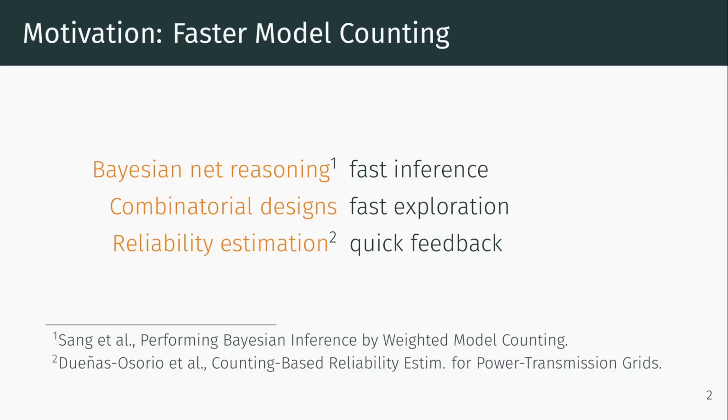But why is accelerating model counting even interesting? Well, especially weighted model counting, which is an extension of model counting, has received quite some interest. A range of practical applications have been modeled as weighted model counting problems, like reasoning in Bayesian networks, where faster model counting means a faster inference process, or consider combinatorial designs, where faster counting enables faster exploration of the design space. Another interesting application is reliability estimation in power grids, where of course we want quick feedback of the reliability of such networks.